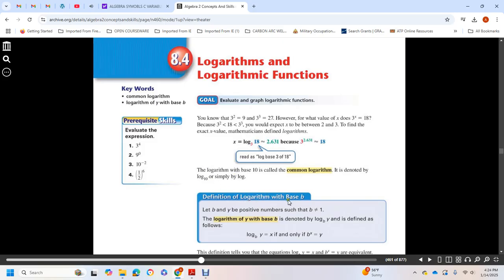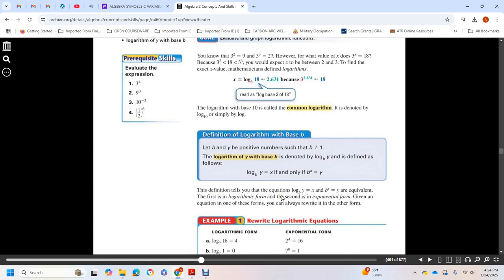Now, defining a logarithm with a base of b. Let b and y be positive numbers such that b is not equal to 1. The logarithm of y with a base of b is denoted as log base b of y, and is defined as follows: the logarithm of y with a base of b is equal to x if and only if b to the x is equal to y.